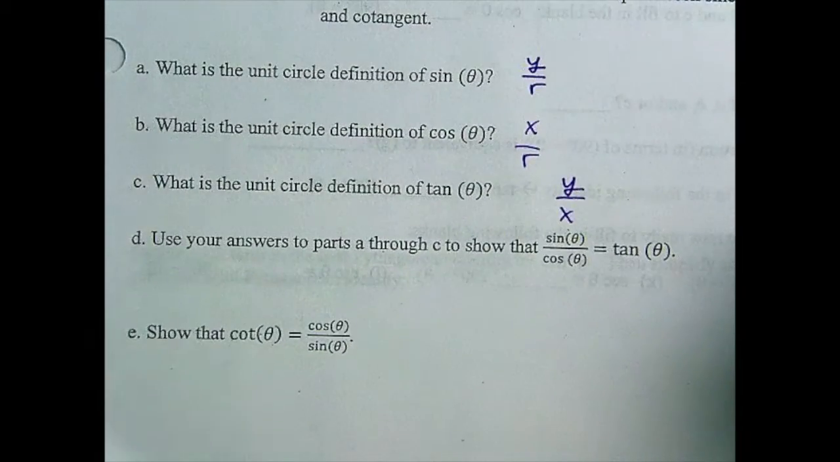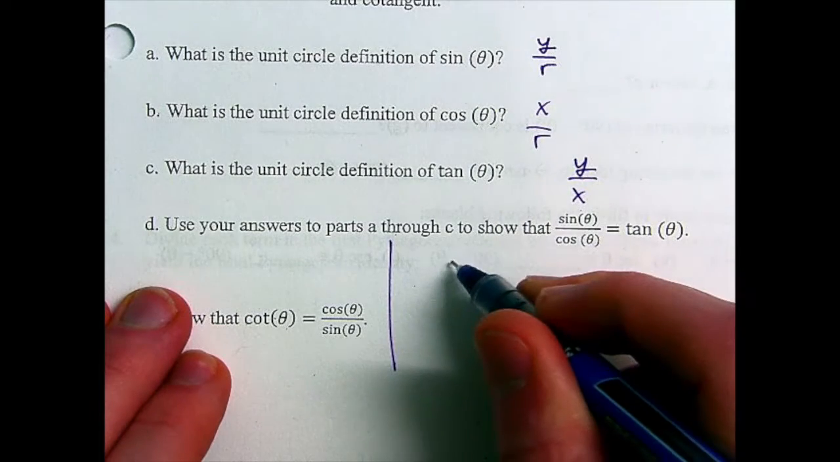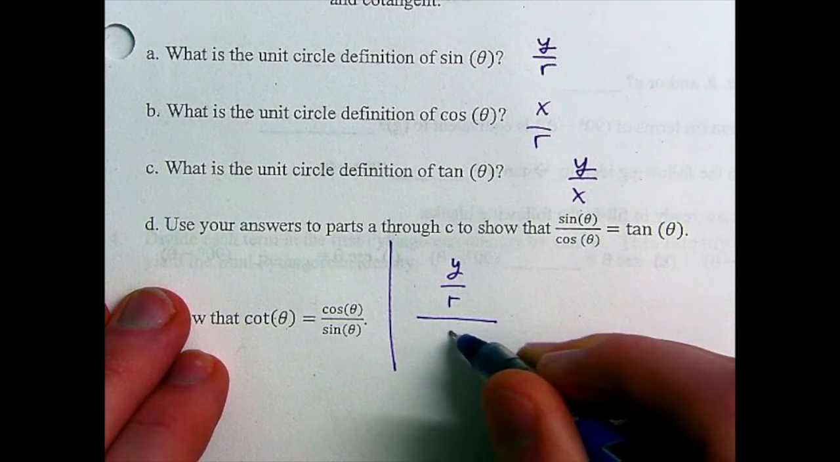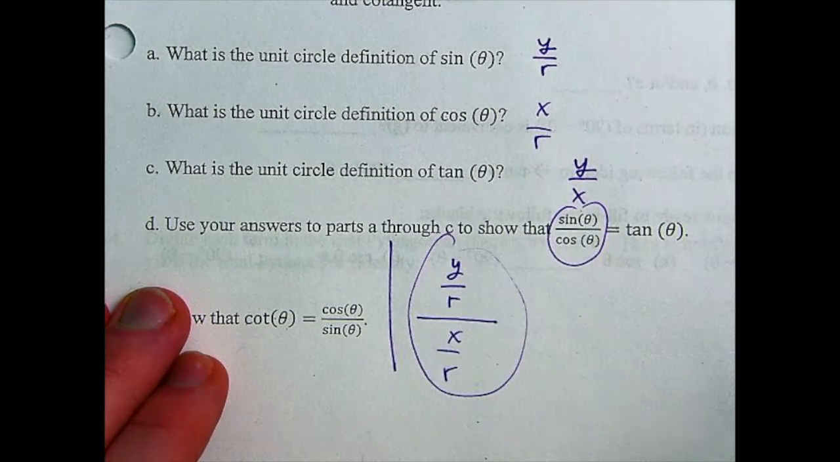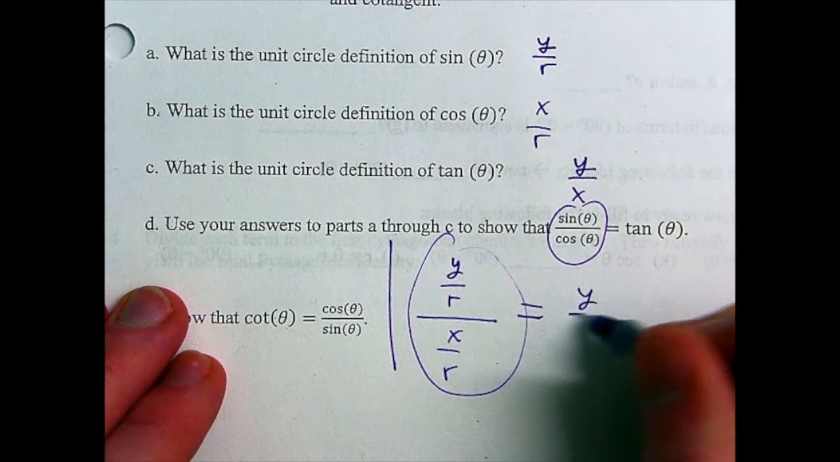Well, we just have to evaluate. So sine, as we saw, is y over r, over what is cosine? Cosine is x over r. So the left-hand side of this equation is exactly this. Now I've got one fraction on top of another. I can keep it, change it, flip it.